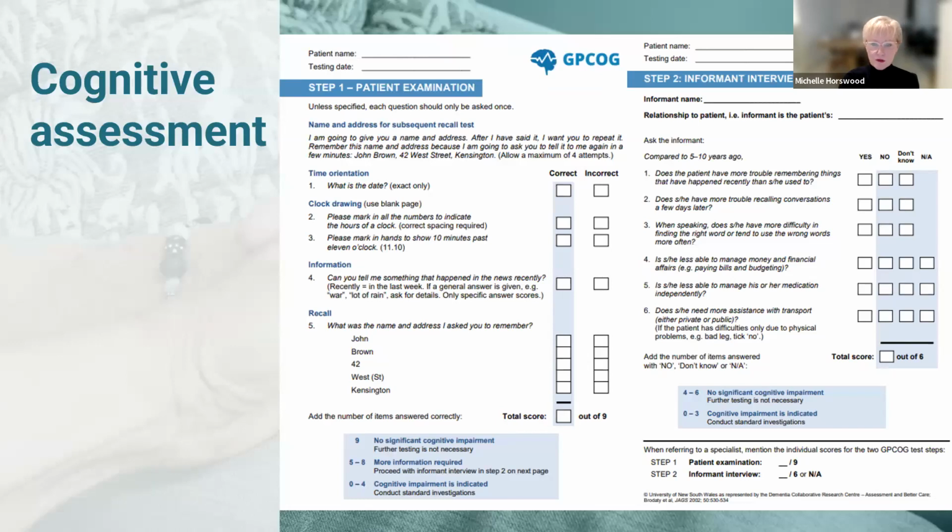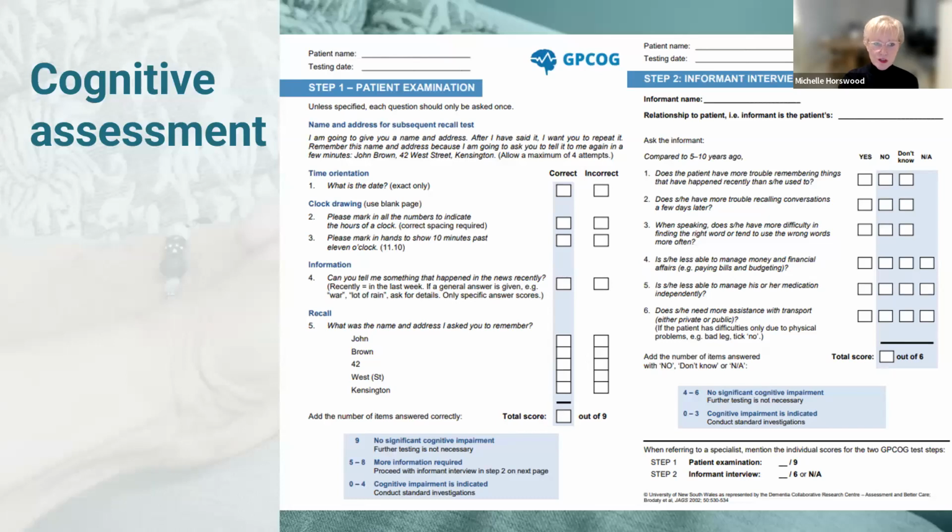You tell the patient a name and address, and you ask them to repeat it, and then you ask them just a few quick questions, and then you ask them about the name and address. And if they score 9, well, obviously they've got no significant cognitive impairment. 5 to 8, they need more information. And that's when you go to the informant interview, which is the second page there. And 0 to 4 is definite cognitive impairment.